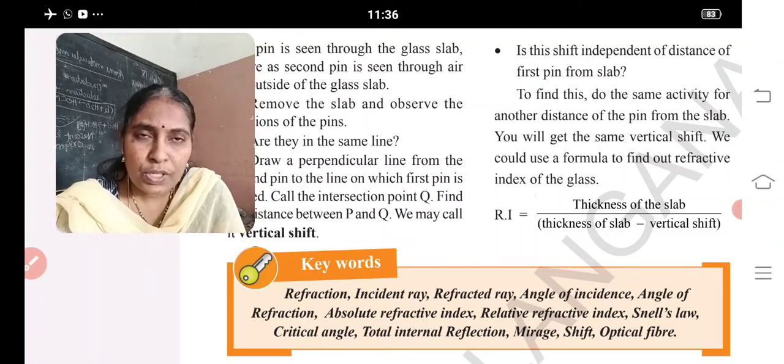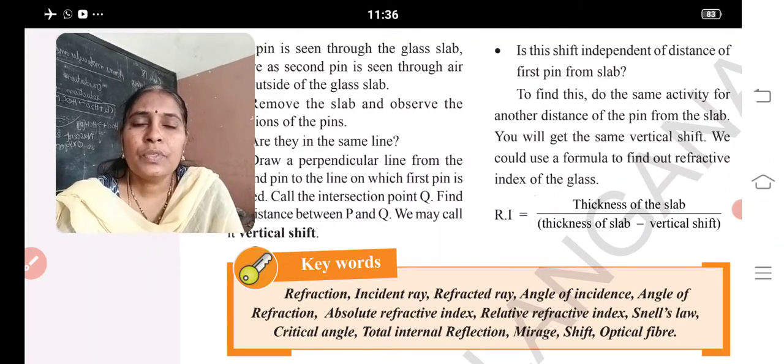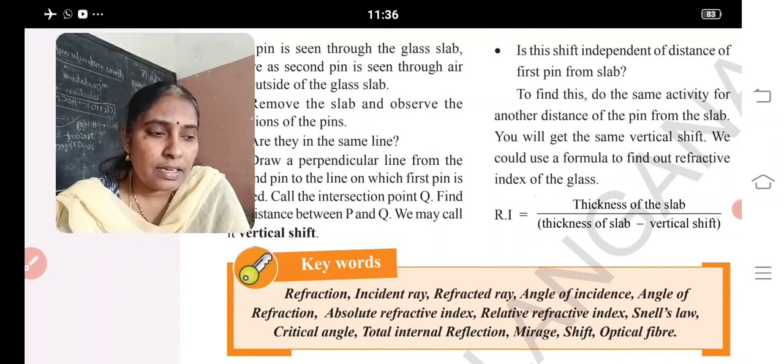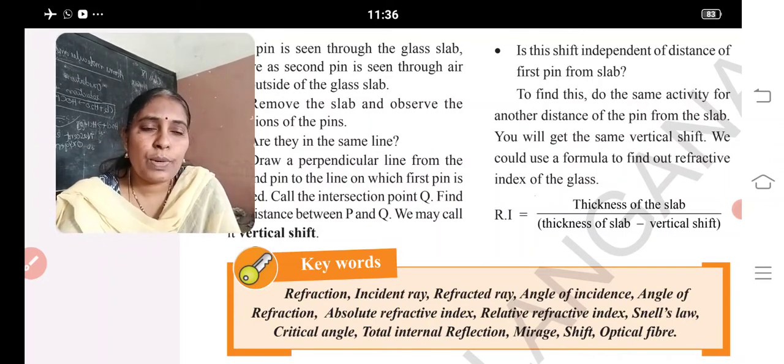So what topics should be covered in this lesson? That is refraction. What is refraction? Bending of a light ray when it enters from one medium to another medium. Why does it bend? Due to change in velocity. Due to change in its speed, the speed of light, the light ray bends its path.